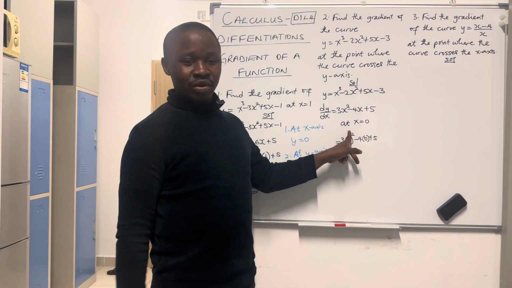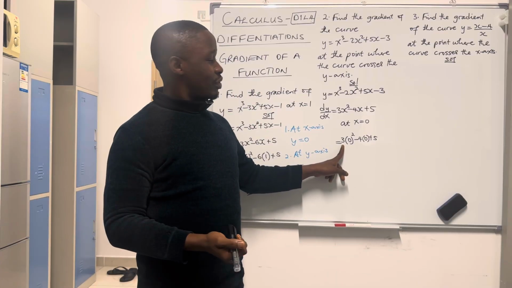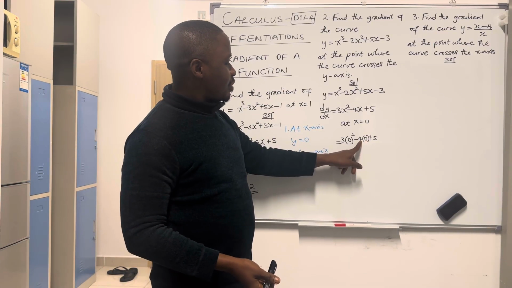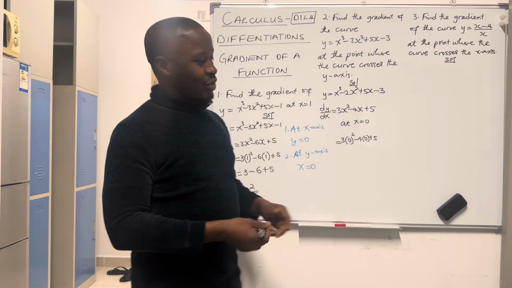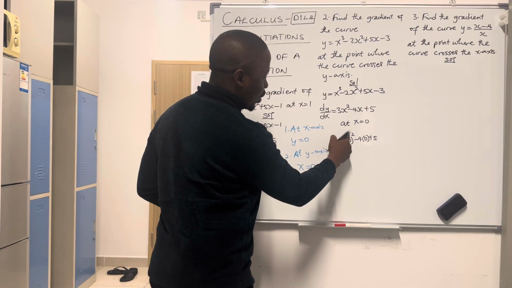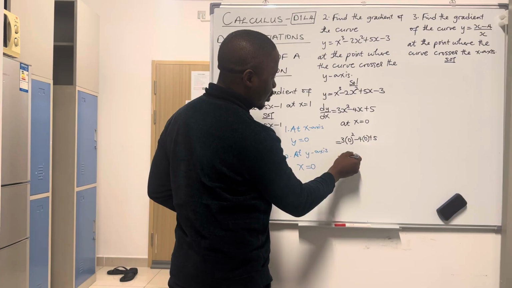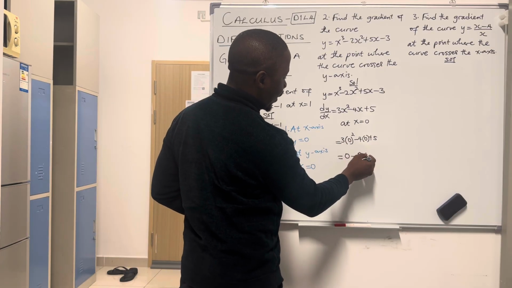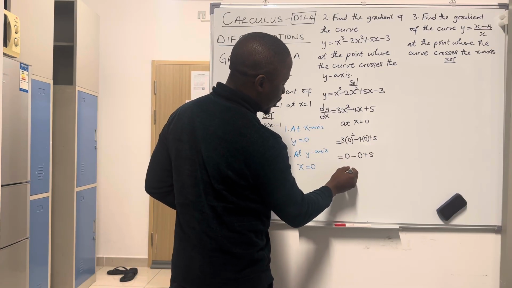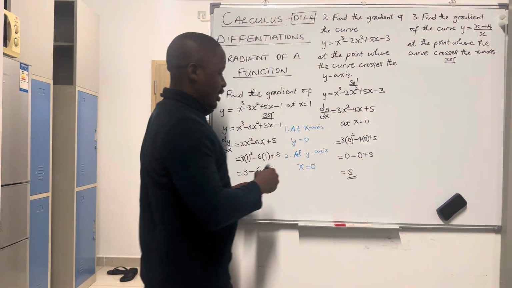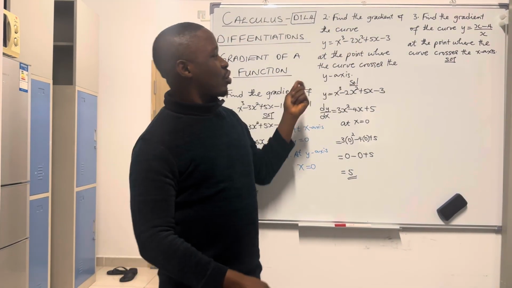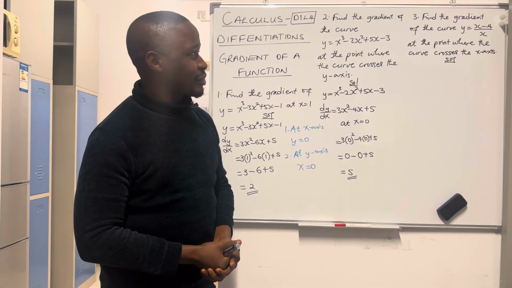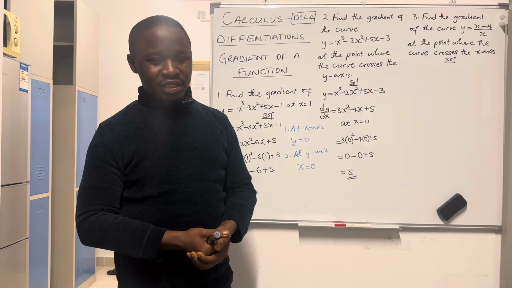0 squared is 0. Times 3 is 0. 0 times 4 is 0. Then 0 minus 0 is 0. 0 squared is 0. Times 3 is 0. 0 times 4 is 0. So what we have is 5. This is the gradient of this function when the curve crosses the y-axis.